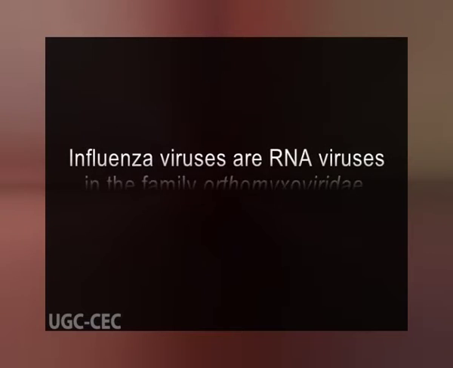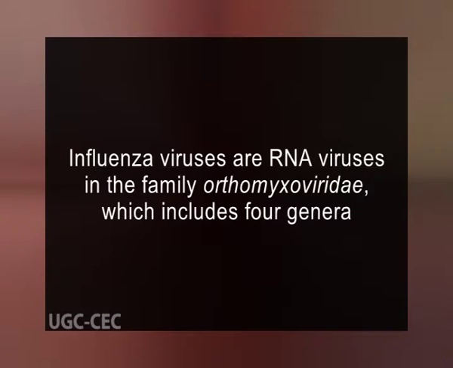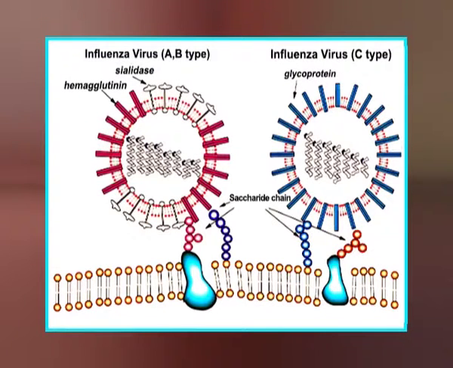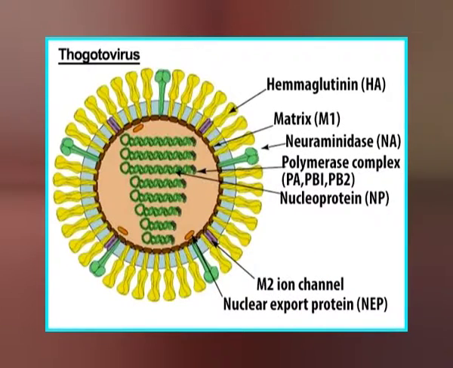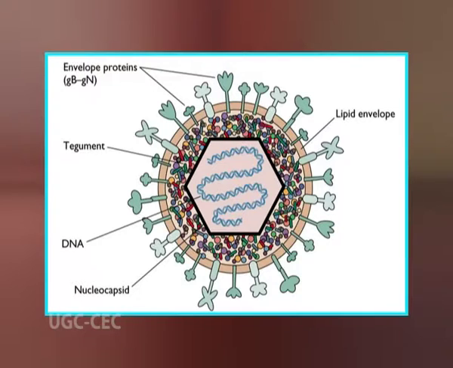Influenza viruses are RNA viruses in the family Orthomyxoviridae, which includes 4 genera: influenza A, influenza B, influenza C and Thogotoviruses. They are enveloped negative-stranded RNA viruses that can be distinguished on the basis of antigenic differences in the nucleocapsid and matrix proteins.